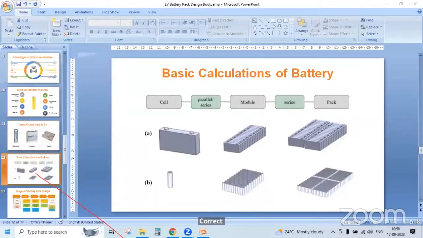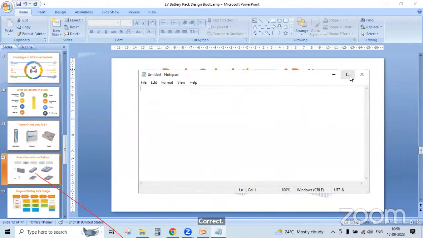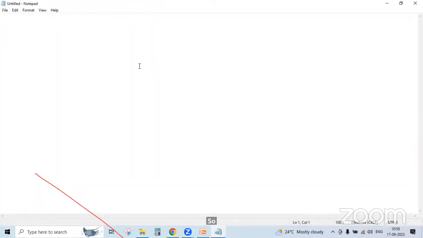My notepad is visible to everyone, correct? My screen is visible to everyone? Yes, sir.